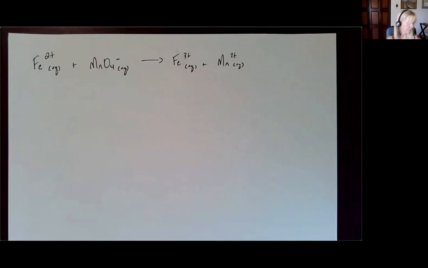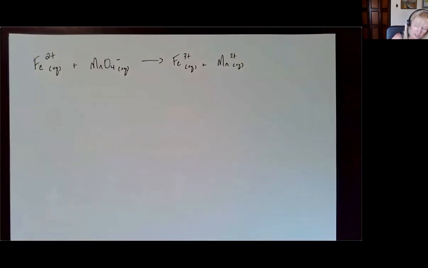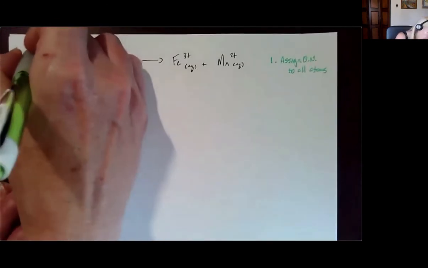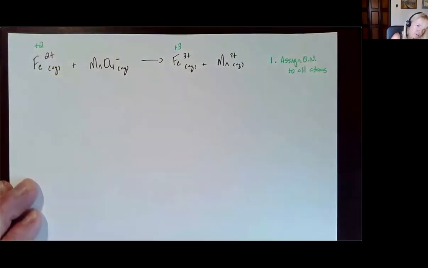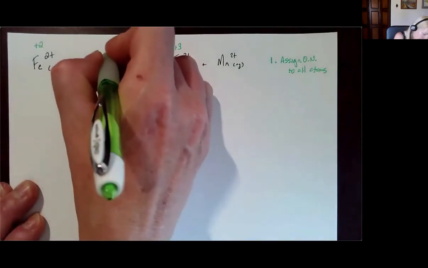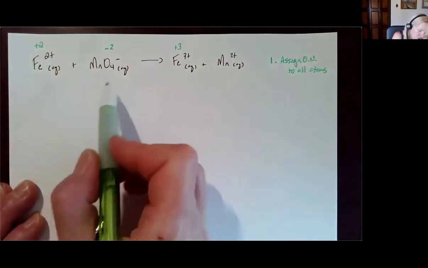These are the steps that you should go through when you're working through the problems. The first step is to assign oxidation numbers to all atoms. This is an ion, so my oxidation number is going to be equal to the charge. This is oxygen in a compound, so it's going to have an oxidation number of -2.